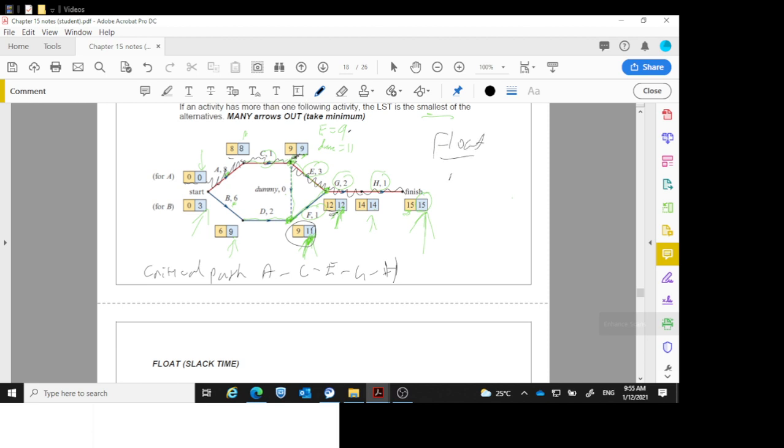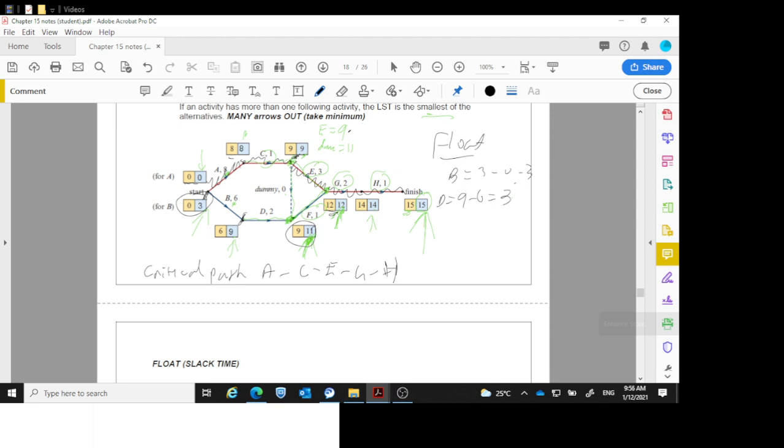So B, to work out the float, we're just going to subtract it. Now, it's always at the start. So B is this one here, 3 minus the 0. That's what we're doing there, 3 minus the 0. So we get 3. The D is not on the critical path. D, 9 minus the 6, you don't need to show all that working out, is 3.